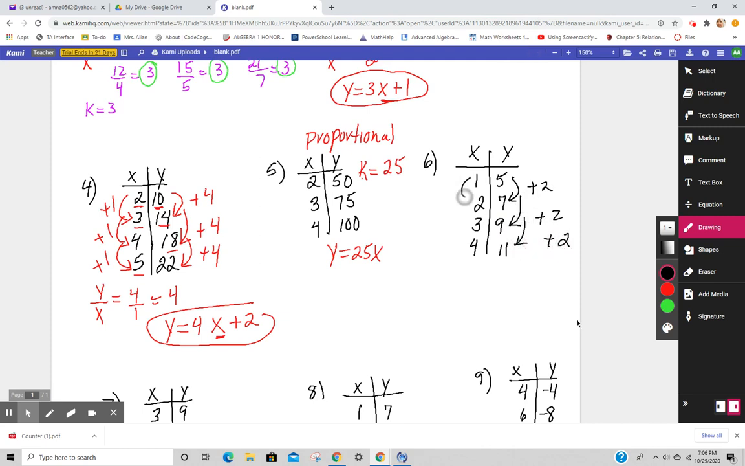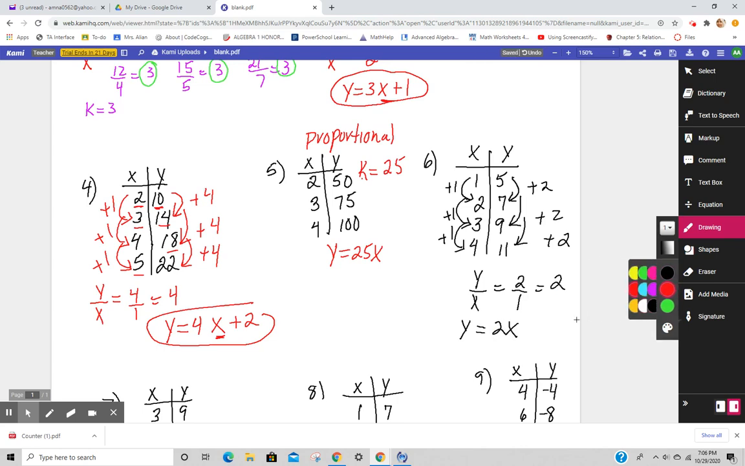What about the x's? From 1 to 2, we're adding 1. From 2 to 3, add 1. And from 3 to 4, we're adding 1. Okay, so change in y over change in x is going to be 2 over 1, which is 2. So we can start by writing this equation: y equals 2x, but we can't stop there because this is non-proportional.